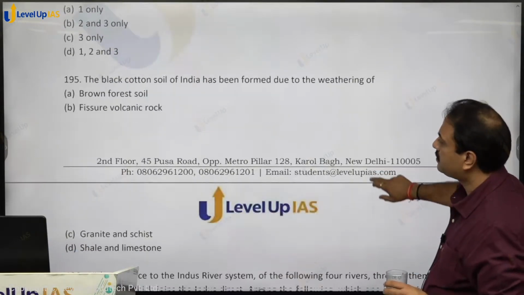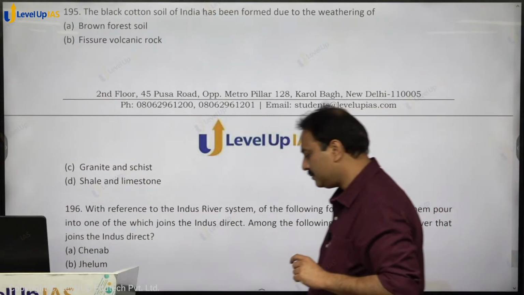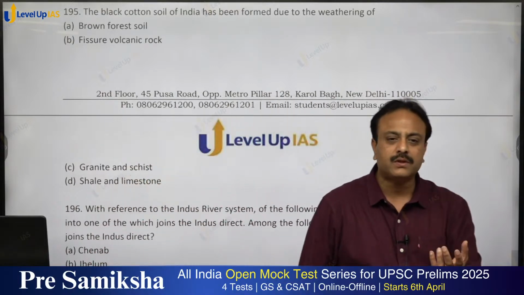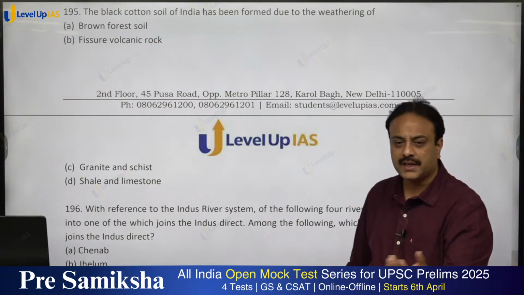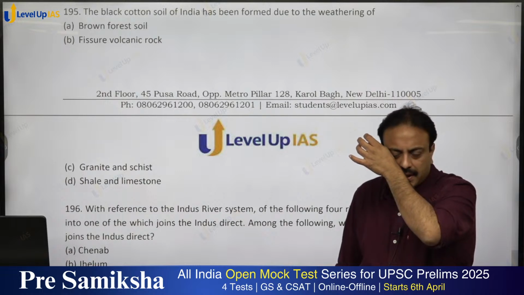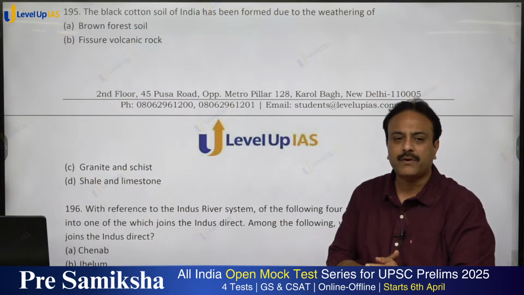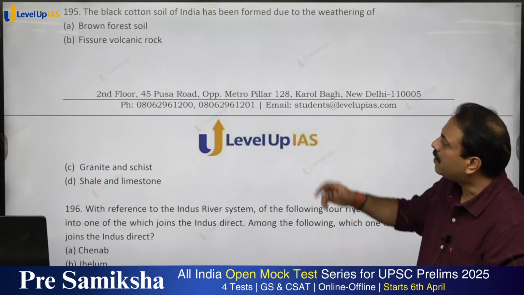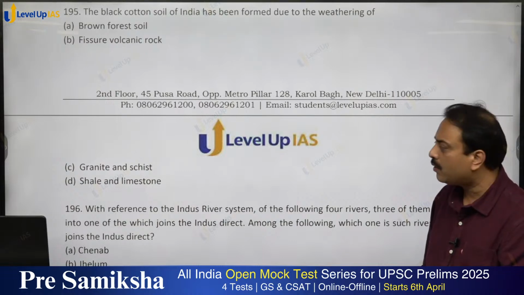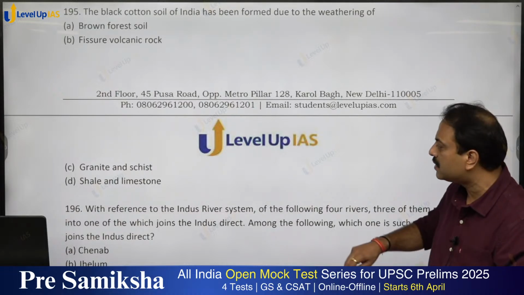The black cotton soil of India has been formed due to weathering of what? Volcanic hotspot volcanism was active. Indian plate was crossing the region of Reunion Island, and molten material lava outpoured onto the Indian plate that resulted in the formation of basalt. Disintegration of basalt over a period of time formed black soil. So it is basically what? Fissure volcanic rock, fissure type of eruption, basic lava that erupted over that region. So it is fissure volcanic rock. Option B, B for boy, shall be the right answer.